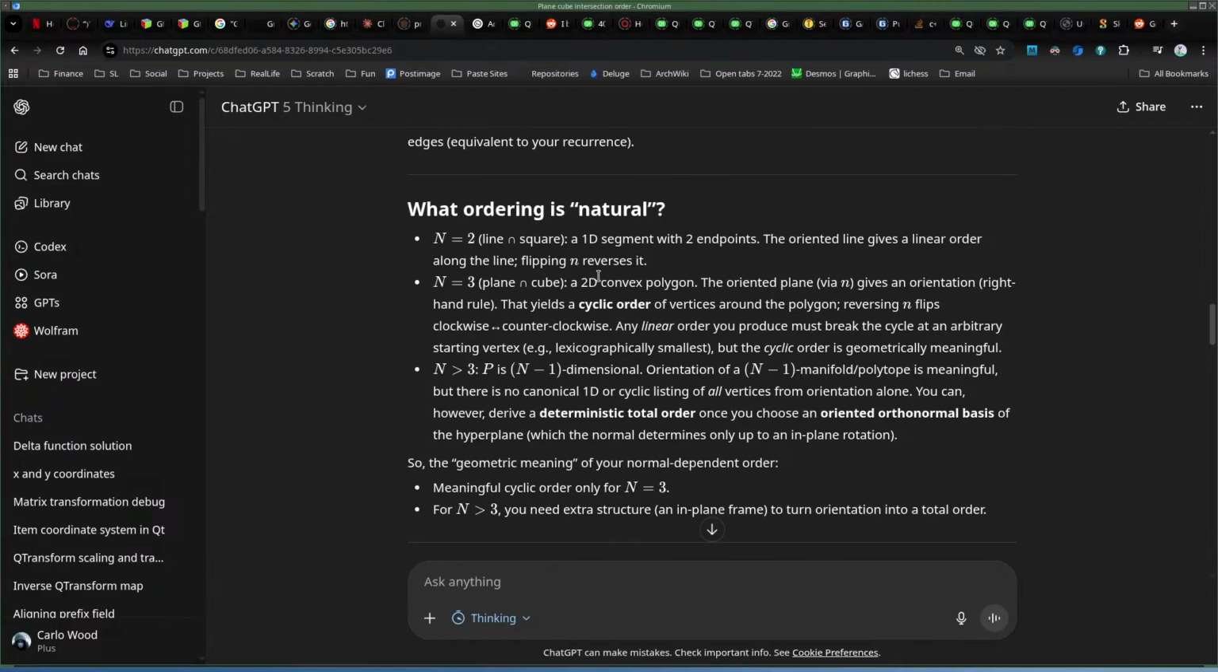What ordering is natural? N is 2. Intersection of line and square. I want this segment with 2 endpoints. The oriented line gives a linear order along the line. Flipping n reverses it. For 3, the right orientation gives a rotational right-hand rule that yields a cyclic order of vertices around the polygon. Reversing n flips clockwise to counterclockwise. Any linear order you produce must break the cycle at an arbitrary starting vertex.